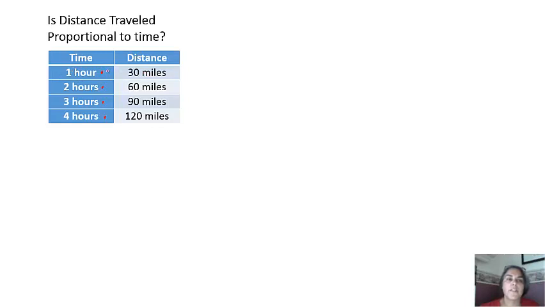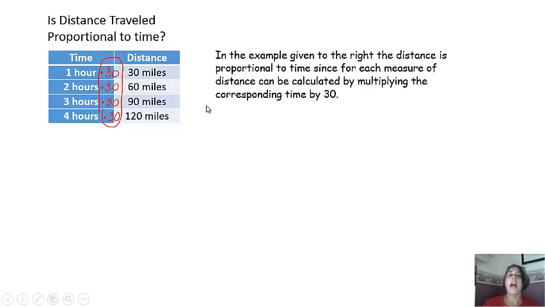1 times what is 30? Well, 1 times 30 is 30. If every time I take my time and multiply by 30, I get the corresponding distance, I know I have a proportional relationship. So let's just check. 2 times 30 is 60. 3 times 30 is 90. And finally, 4 times 30 is 120. Because I multiplied by a constant value every time, in this case 30, I definitely have a proportional relationship.